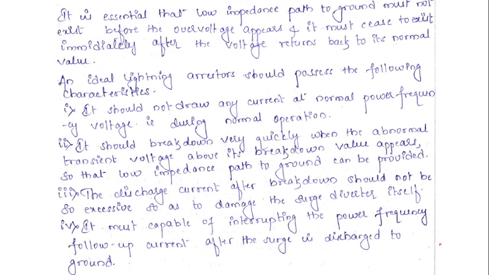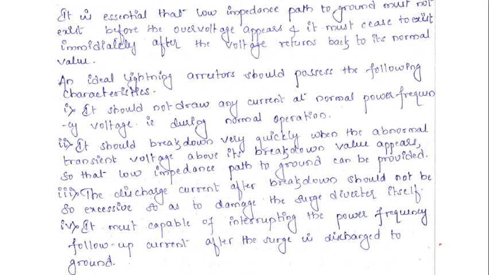An ideal lightning arrestor should possess the following characteristics. It should not draw any current at normal power frequency voltage. That is, during normal operating condition, it should not draw additional current. It should break down very quickly when the abnormal transient voltage above its breakdown value appears, so that low impedance path to ground can be provided. The discharge current after breakdown should not be so excessive so as to damage the surge diverter itself.